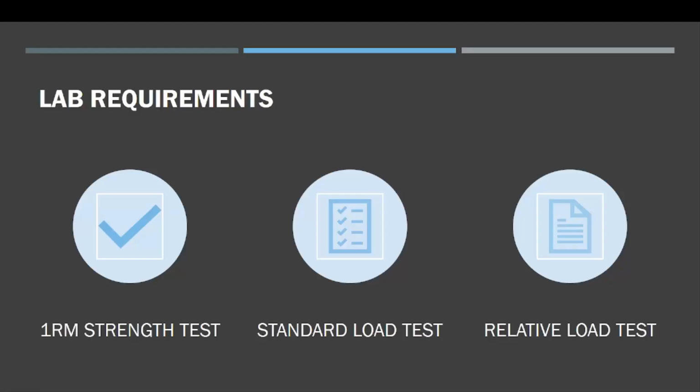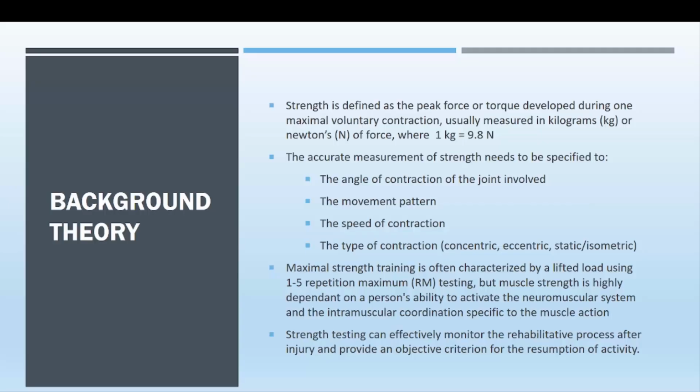During this particular session, we are going to look at 3 main tests, one of them being the 1 rep max strength test, another being the standard load test, and a third being the relative load test. I just wanted to make note here that there are different procedures to test maximal muscle strength and muscular endurance. Some of them can be sport specific, but for the purpose of this lab, we are just going to look at these 3.